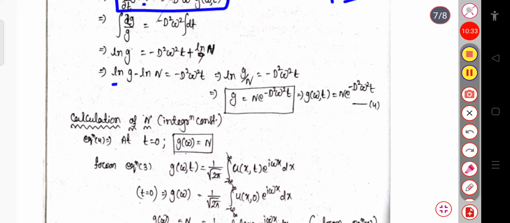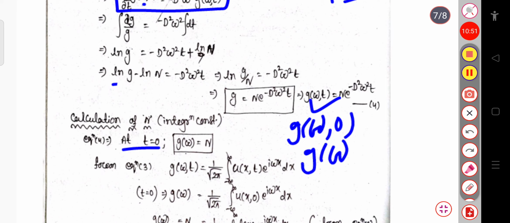At time t equal to 0, if I put t equal to 0, this g of omega comma t will be simply g of omega comma 0, or simply g of omega. This will be equal to n into exponential something 0. So exponential 0 is 1, that is equal to n. So here g of omega equals n.